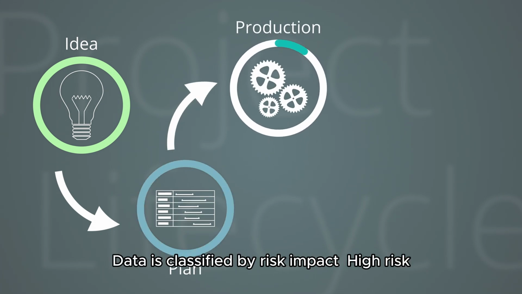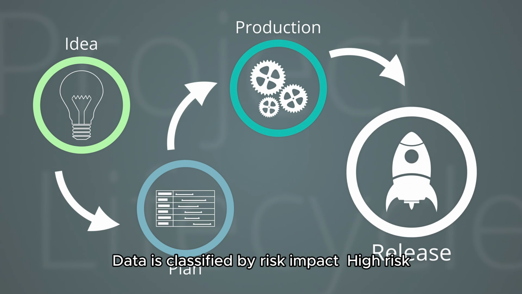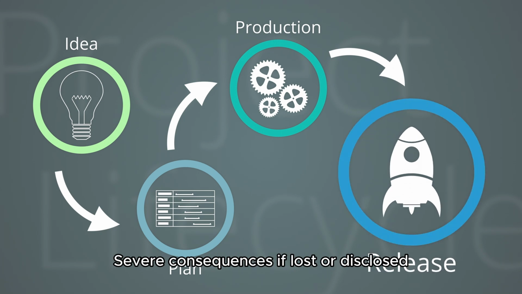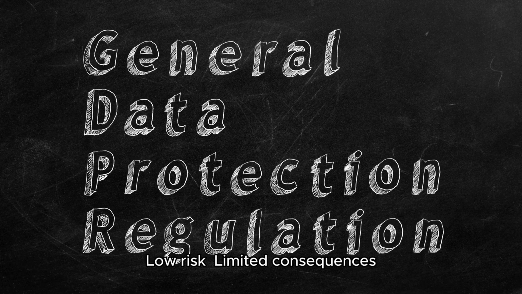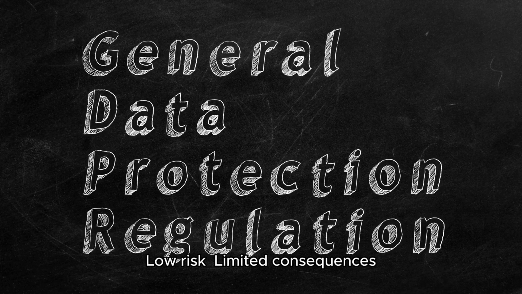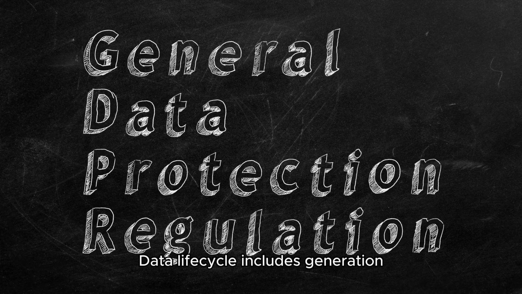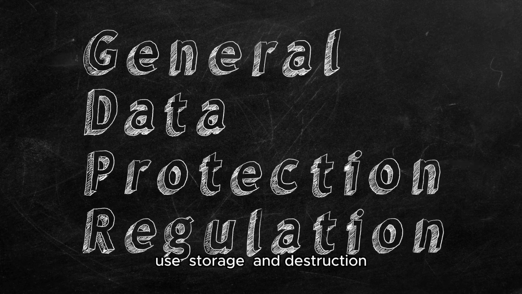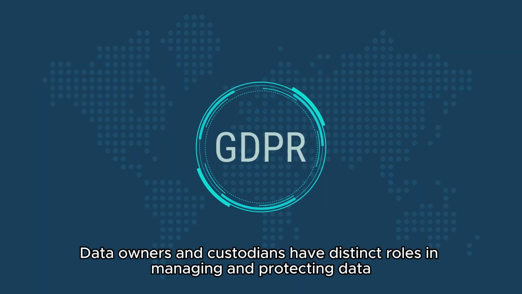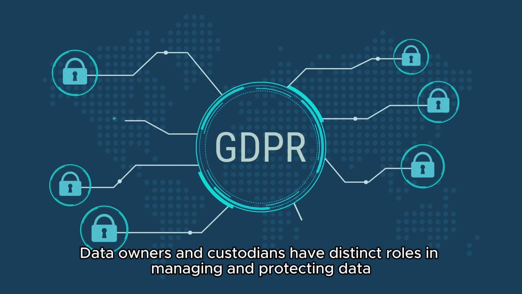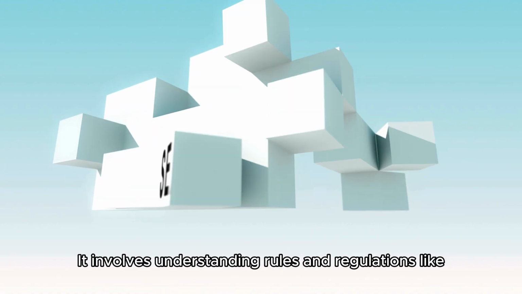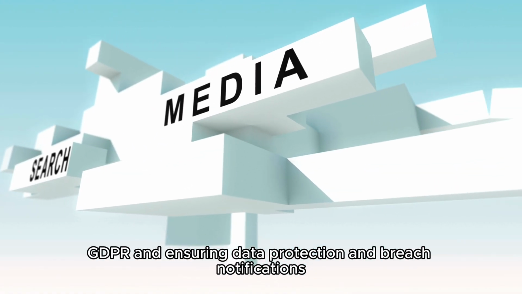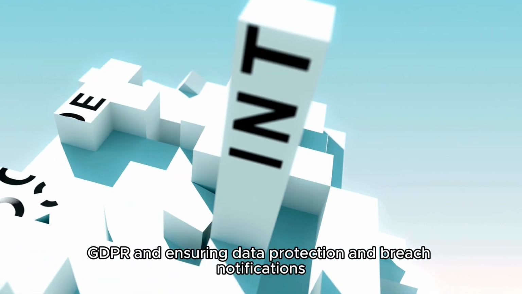Data is classified by risk impact: high risk, severe consequences if lost or disclosed; medium risk, serious consequences; low risk, limited consequences. Data lifecycle includes generation, use, storage, and destruction. Data owners and custodians have distinct roles in managing and protecting data. Privacy is about controlling information about oneself. It involves understanding rules and regulations like GDPR and ensuring data protection and breach notifications.